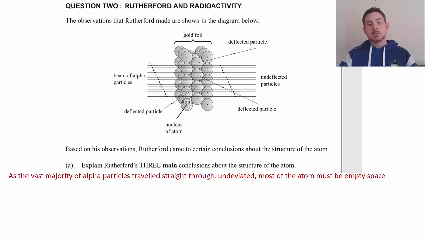Now, occasionally some of those alpha particles, as they were traveling through, would be deviated by small angles. And that told Rutherford that, given that most of the atom was empty space, there must be small regions in the atom that had charge. And those charged regions would deviate the charged alpha particles.